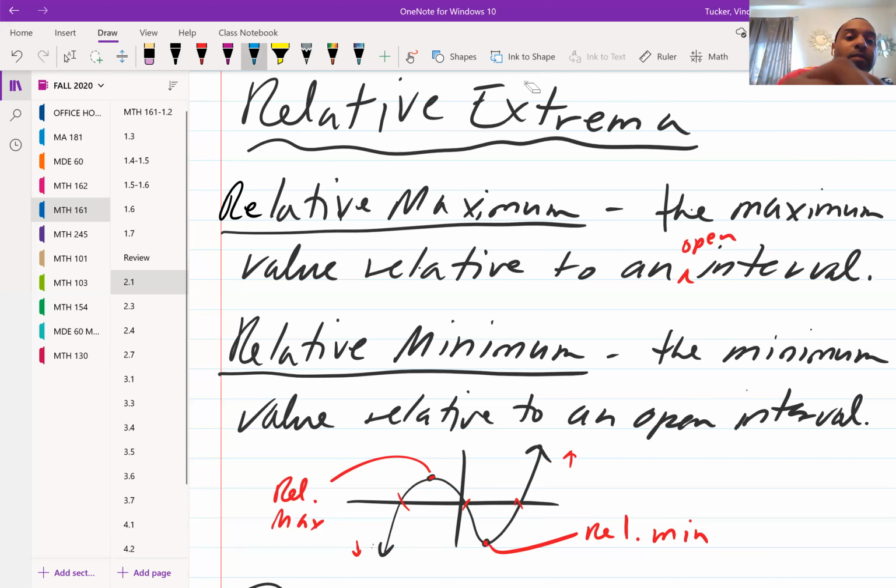If I chose this interval right here, then this would be my highest value and this would be my lowest value. So it just depends on what you're analyzing in a graph, in a chart. It would just be the highest value in an interval or the lowest value in an interval, the max and your min.